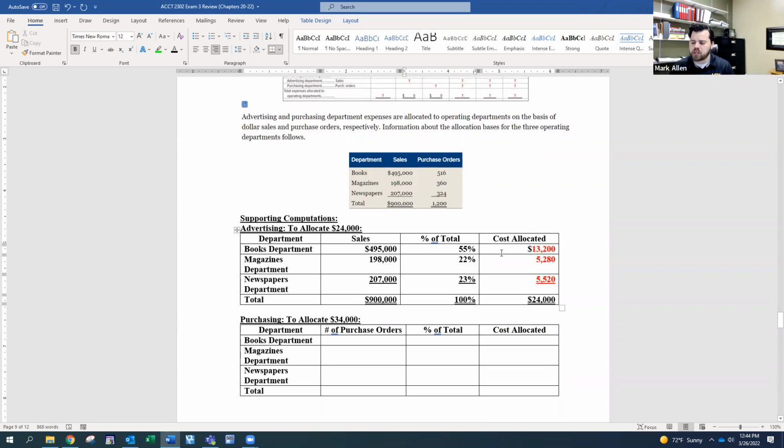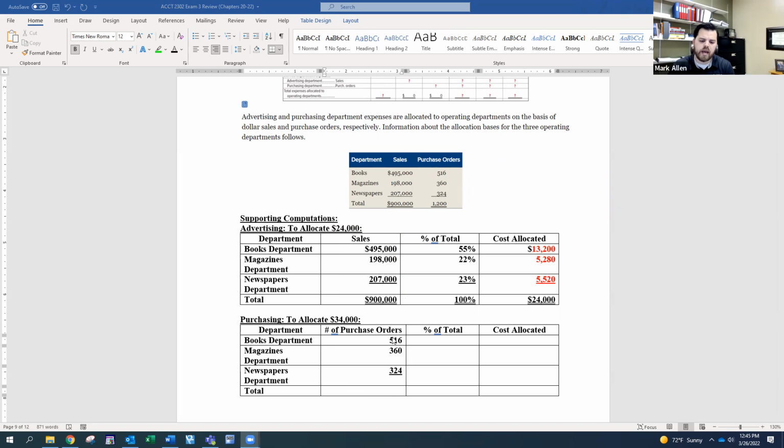We'll go ahead and knock out purchasing also. Then we'll go back up and transfer everything all at once, just to save us a back and forth. Now, for the next part, we're looking at the allocation of purchasing. This is done on the basis of purchase orders. Books has 516 purchase orders, magazines has 360, and newspapers have 324. All of this information is in this table, so if you're not sure where that's coming from, that's where it's coming from.